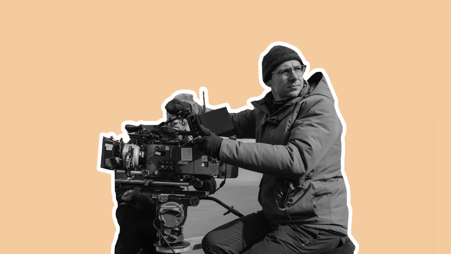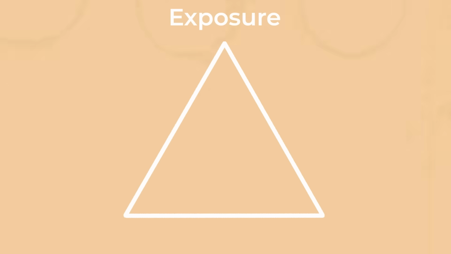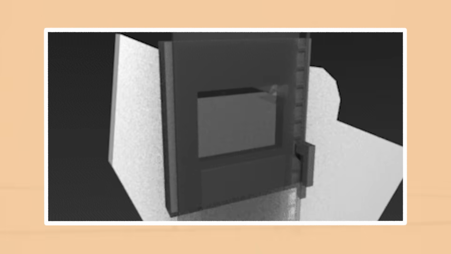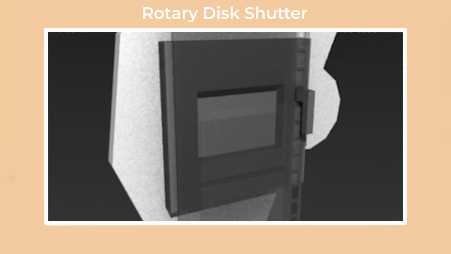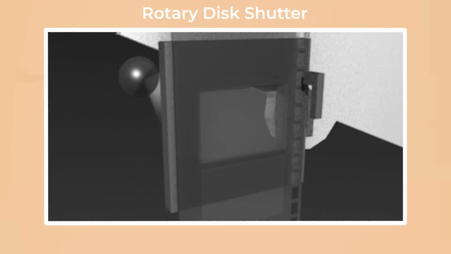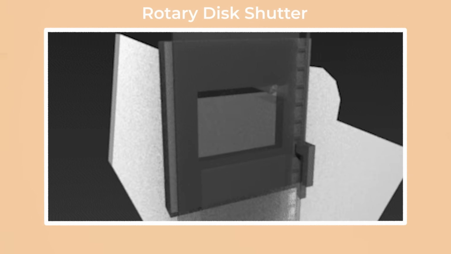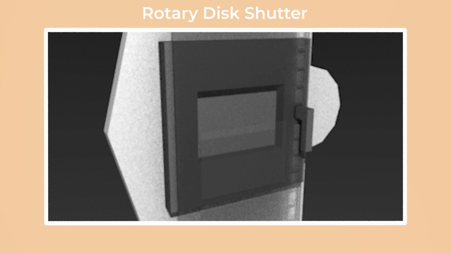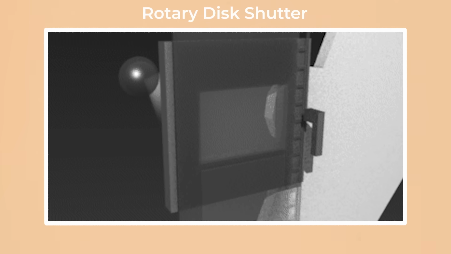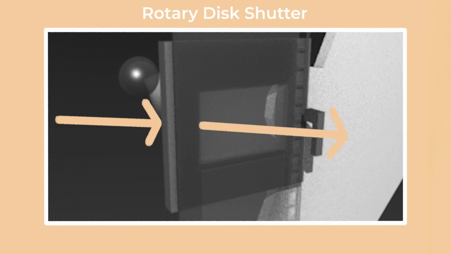To control exposure with the camera, the cinematographer can adjust three different variables: the shutter, the aperture, and the ISO, or film speed. Motion picture cameras usually use a rotary disc shutter. This is a semicircular disc that spins in front of the film gate. When the disc passes the film gate, light will be blocked and not let in. As it turns, there will be an open section where light will be able to hit the film plane.